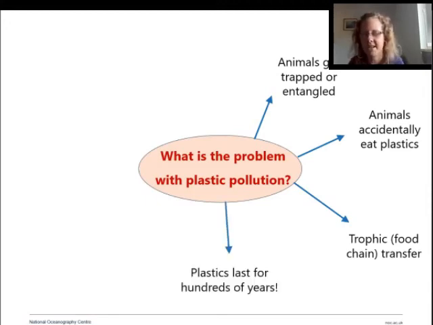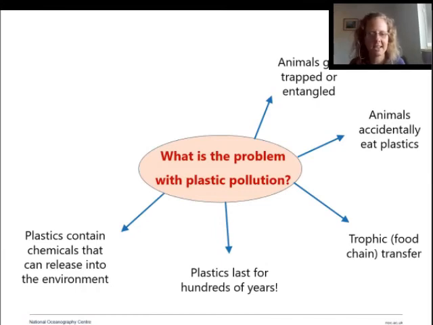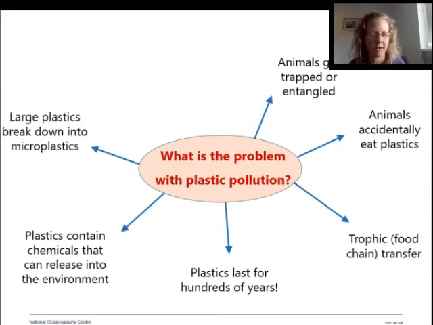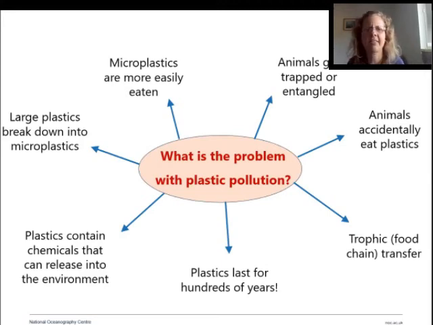Plastics last for hundreds of years, and this is one of the key issues, that we don't really understand what this means because the ecosystem exposure is going to be chronic. It'll be very long term, so this could have implications. Plastics contain chemicals that can release into the environment, and these can be potentially toxic chemicals, so there are effects of those as well as the particles themselves. Large plastics will break down into microplastics, and microplastics are more easily ingested. So there are a range of different issues, and it's already been mentioned, of course, that humans are widely exposed to plastics as well, which is a further consideration in this field.